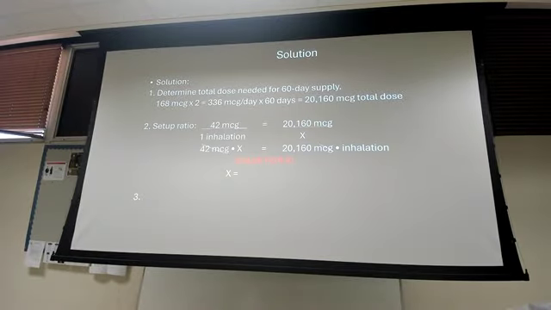After that, we will set up the ratio. So each inhaler sprays 42 micrograms per 1 inhalation. We'll set that equal to the 20,160 micrograms to find out how many inhalations they need. When we solve for X, we will get 480 inhalations.